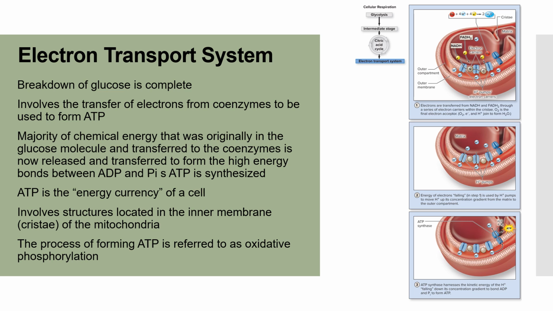So to summarize, glucose breakdown completes with a transfer of electrons to coenzymes NADH and FADH2. The electrons are used to synthesize ATP through oxidative phosphorylation in the mitochondria's inner membrane. Most chemical energy from glucose is transferred to coenzymes and then used to form ATP, the cell's energy currency.